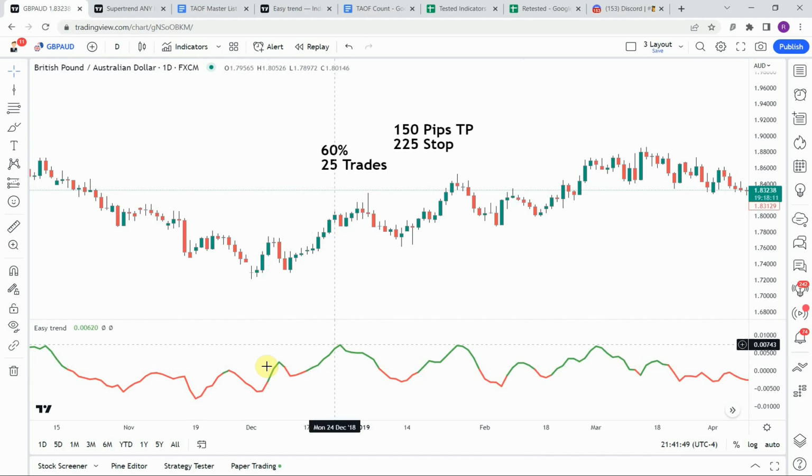So in the original testing, this was able to achieve a 60% win rate with 25 trades in the 1 year's time. So we did keep this on the daily time frame in the advanced testing. You can see this is our default take profit and stop that we use on our daily time frame in the normal first step indicator testing videos.